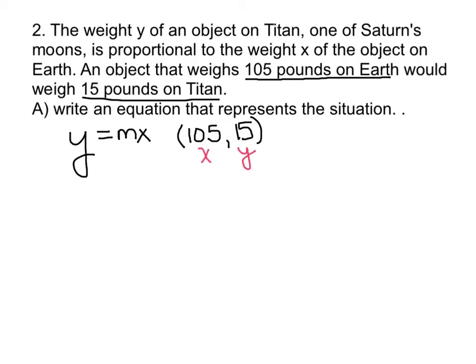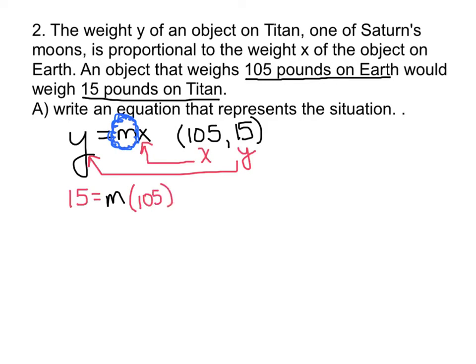The only thing that you ever need for an equation is your m for direct variation. All I need to do is find m. So here is what you do. You know your x, you plug it in. You know your y, plug it in. So let's plug it in. 15 equals m times x.